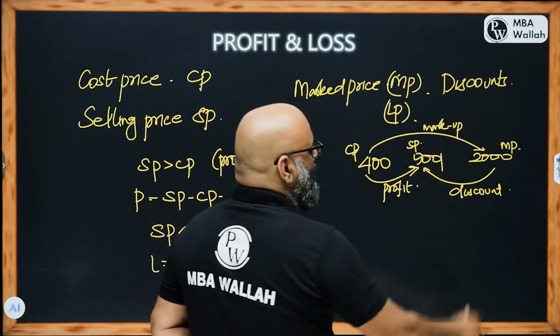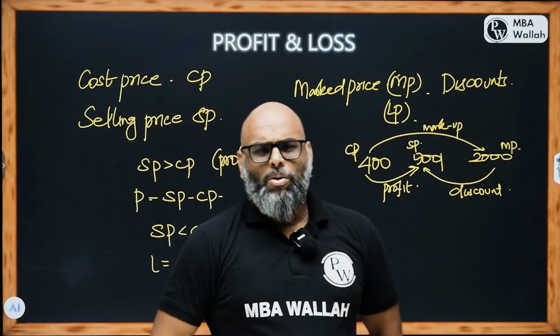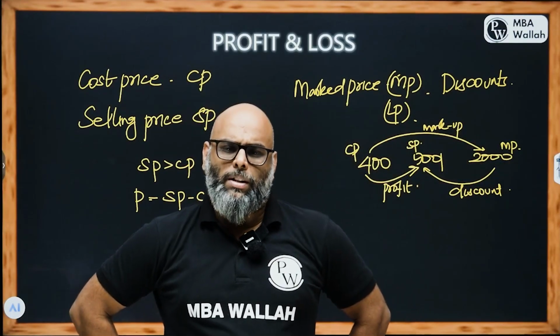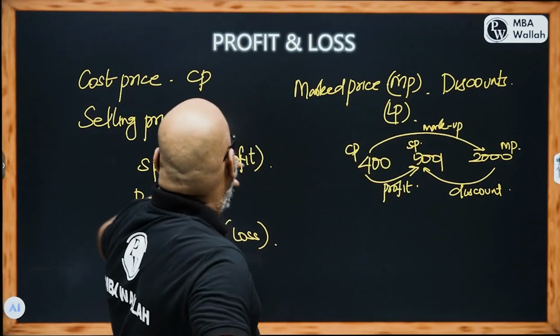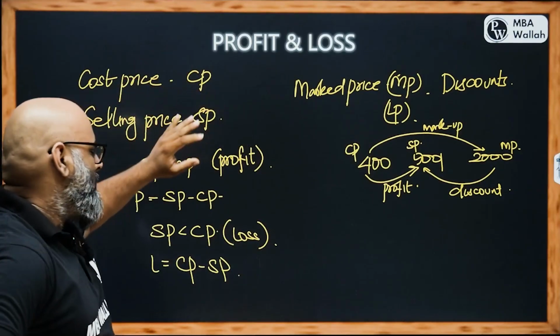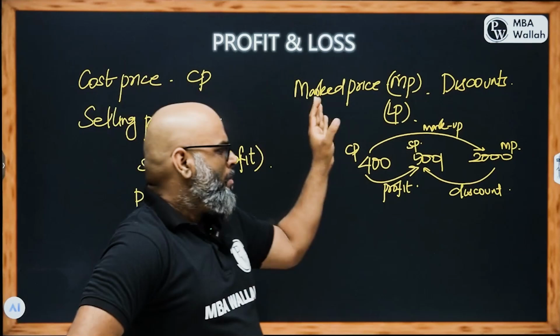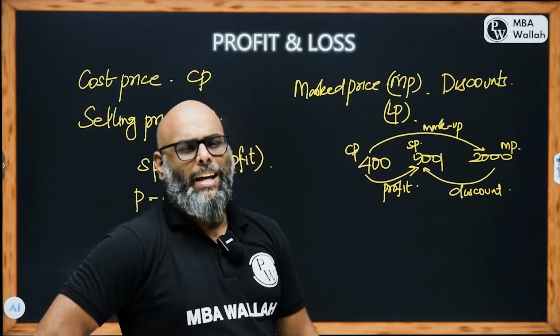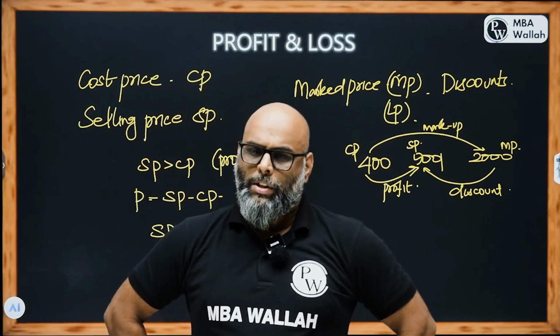You are marking it up to 2000. So, three important words that we need to understand. We have understood cost price, selling price, profit, loss, market price and discounts. These are words that extensively pop into the question.